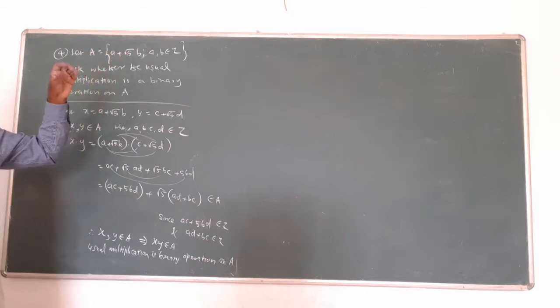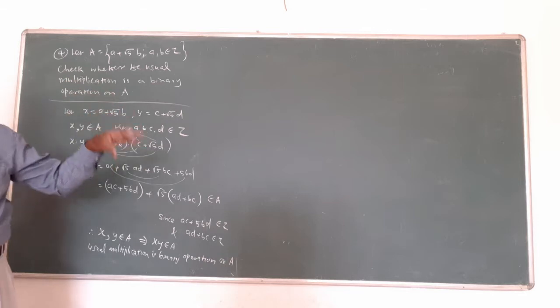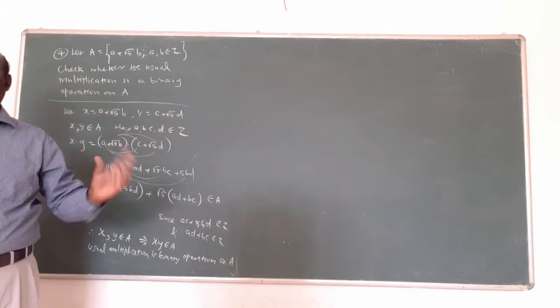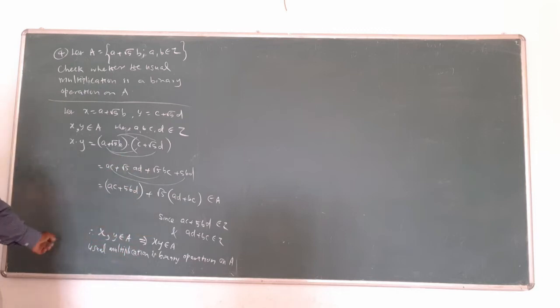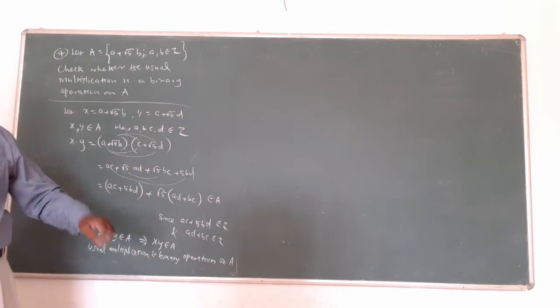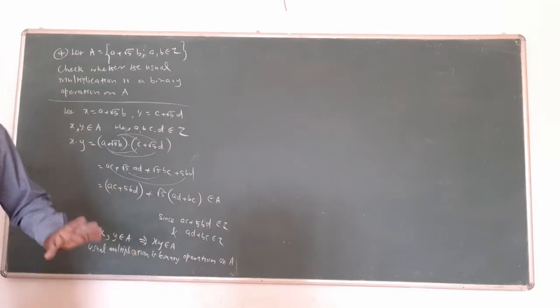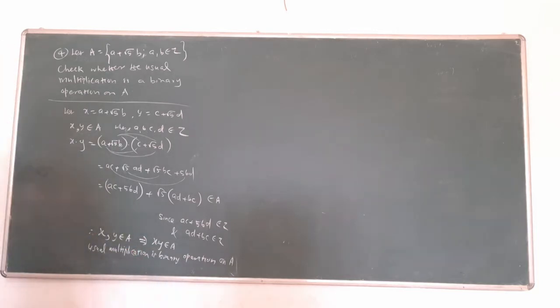A plus root 5 into something: one integer plus root 5 into some other integer. That's why this also belongs to A. X comma y separately belong to A, then multiplying both together also belongs to A. That is the answer.